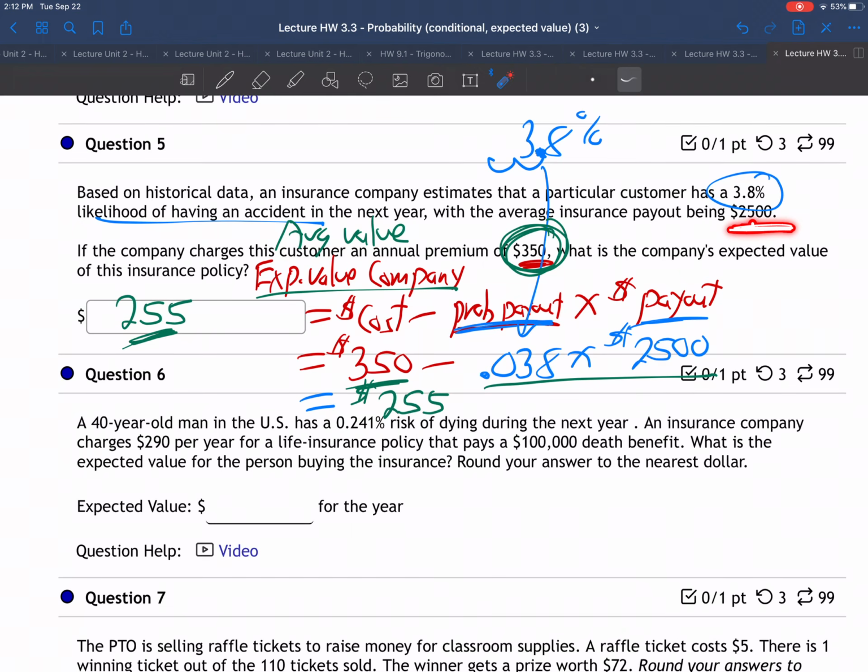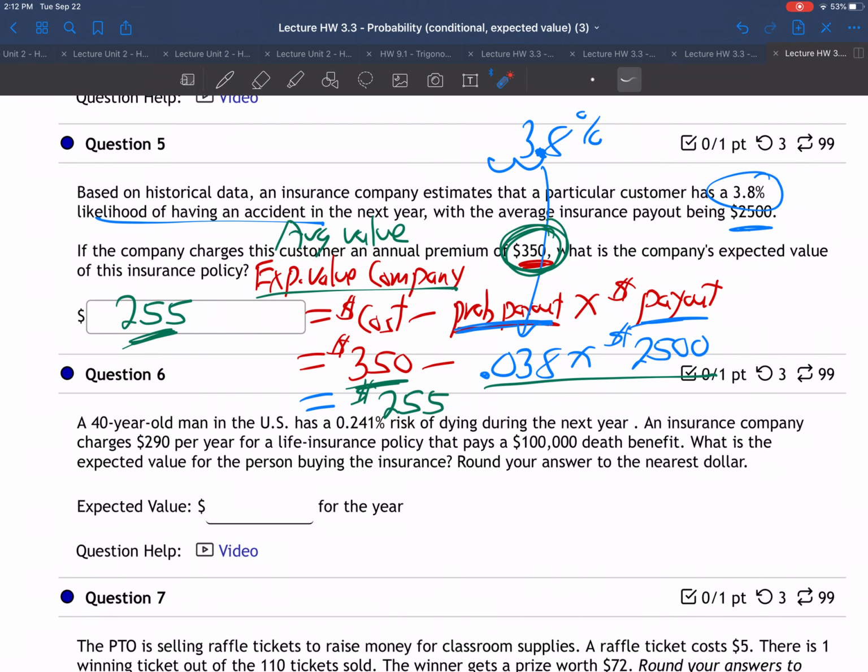So when you figure out overall, if they sell thousands and thousands of policies, most of them don't have any accidents, they just collect the $350. A few have accidents. About 3.8% have accidents, and they pay $2,500 on average for each of those. When all is said and done, it's like they're going to make $255 per policy. That's the average value, or the expected value.